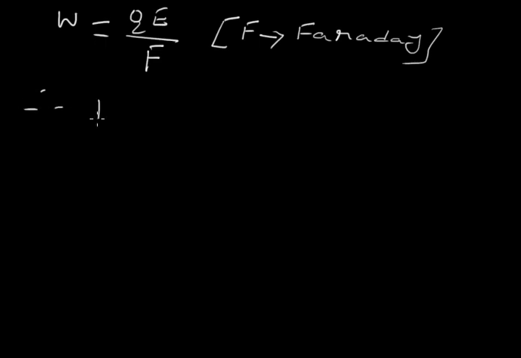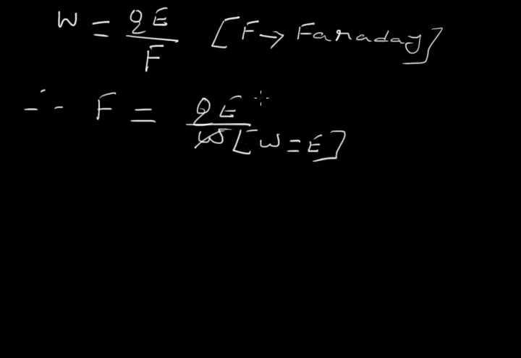Therefore, we can write F equal to QE by W. Now, if W is equal to E, then we can cancel W and E, and Q becomes equal to F. So, the definition of Faraday is that the amount of electricity required to deposit 1 gram equivalent of electrolyte at the electrode is called 1 Faraday.